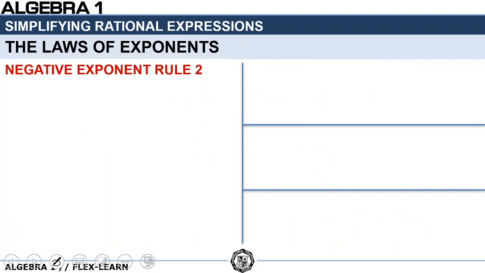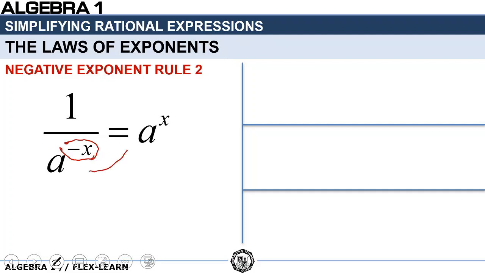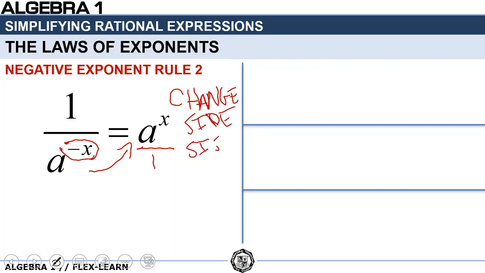All right, negative exponents rule number 2. This basically just flips the situation around. What if you have the negative exponent in the bottom of a fraction? Well, if you have a negative exponent in the bottom of the fraction, all you're going to do is move it up to the top of the fraction and make it positive. So we're still applying the same rule. We're still changing the side, and we're still changing the sign.